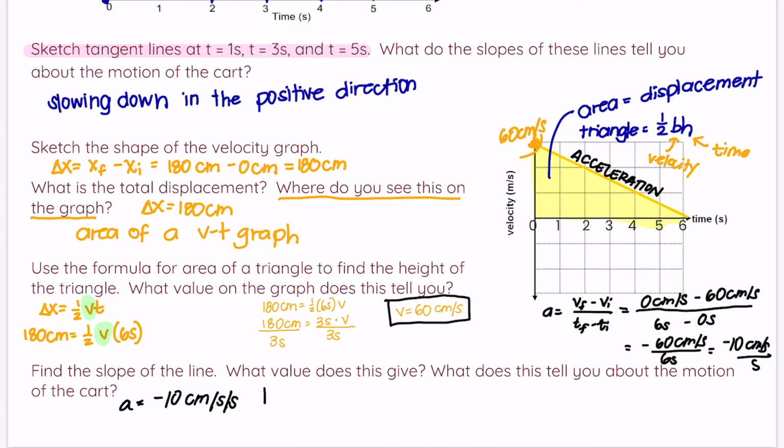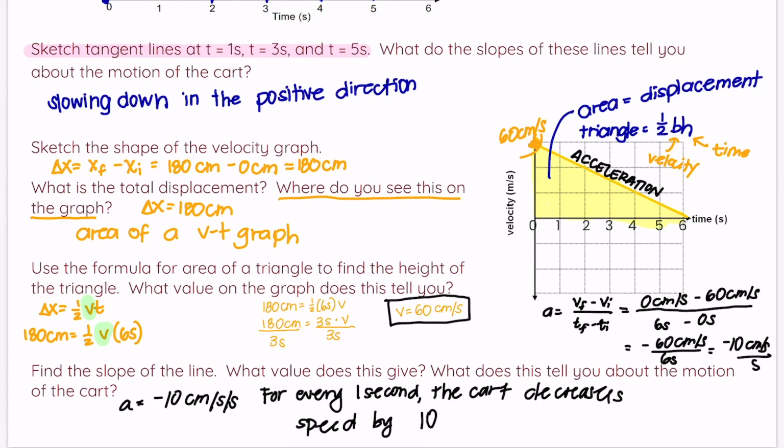All right, so our slope, which is our acceleration, is negative 10 centimeters per second per second, and that value tells us that for every 1 second, the cart decreases speed by 10 centimeters per second. And that is it.